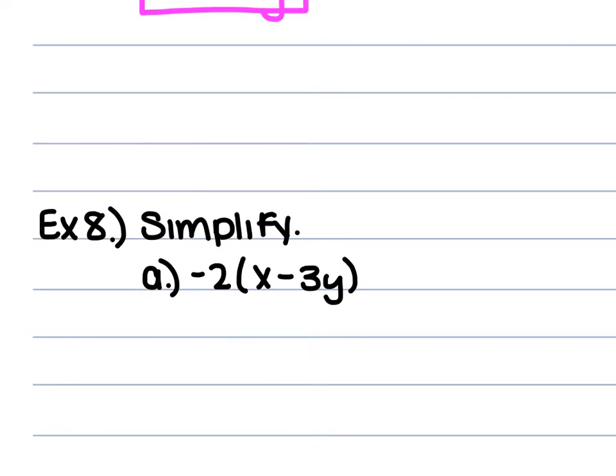If we look at example 8a, we have negative 2 times x minus 3y. So we're going to distribute that negative 2 because we cannot simplify anything inside those parentheses. So we're going to do negative 2 times x, which is negative 2x, and then negative 2 times negative 3y, which is going to give us a positive 6y.